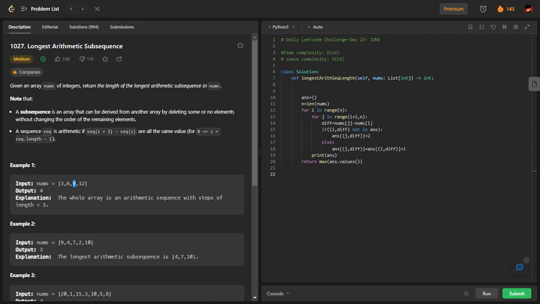Remember, 3 and 9 forms a subsequence. But 9 and 3 is not a subsequence because it should be in the same order. I cannot say that 3, 12, 6 is a subsequence. No, 3, 6, 12 is a subsequence. The order is important. That's what they're trying to say, without changing the order. I have just given you the gist of it so that if you already know, you will understand. If you totally don't know, then definitely you should be hitting the Google search and searching about it.